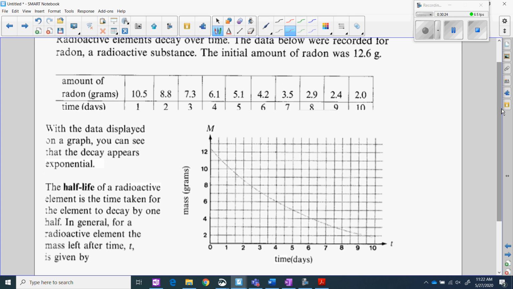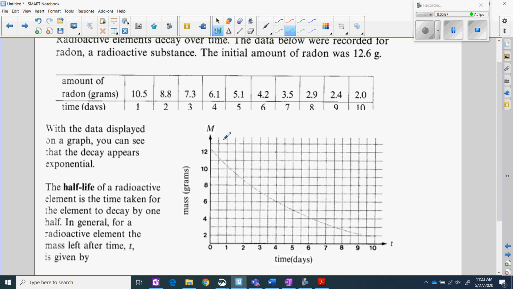I can see by looking at my data that I started with 12.6 grams. Half of that would be 6.3. After 4 days, I had 6.1 grams. After 5 days, I had 5.1 grams. So it looks like somewhere between 4 and 5 days would be the half-life of radon, just based on what I see here in the data.